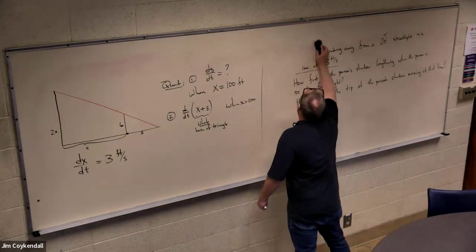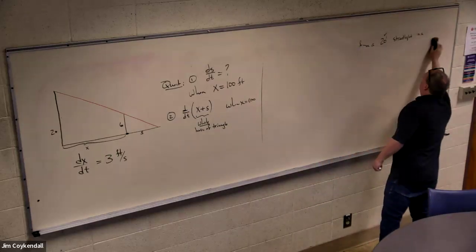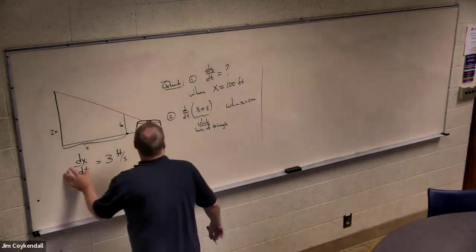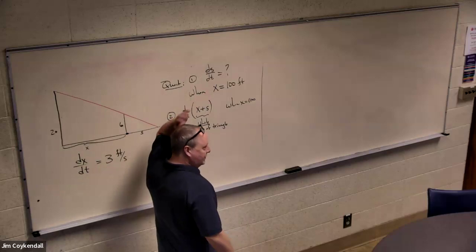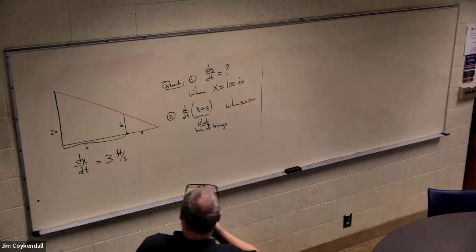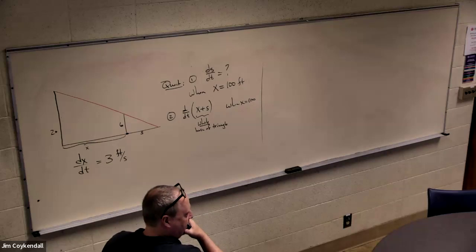Okay. So, what do we know? Well, we know dx/dt, and we want to know some stuff about ds/dt. So what I need here is some kind of equation that relates x and s somehow.